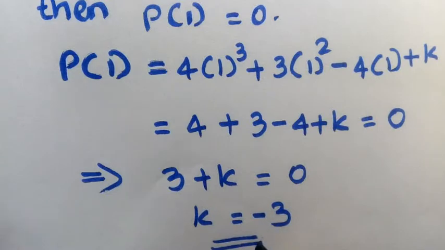So if you get a question like this, first find the value of x from the given factor. Then substitute the value in the polynomial and equate it to 0.